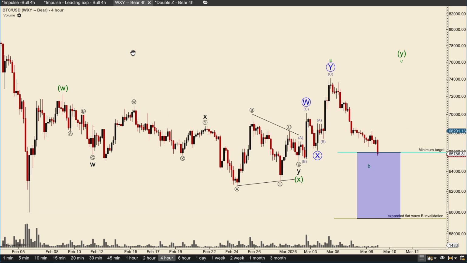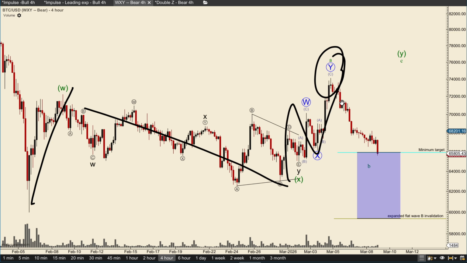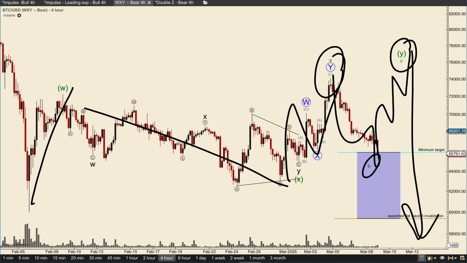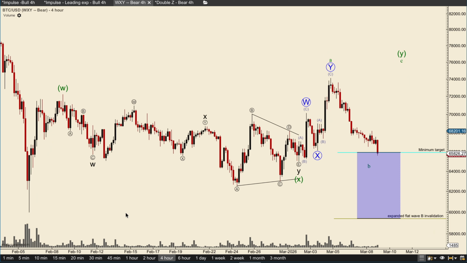If we move on to the bearish scenarios, we are counted this as a W, X, and then WXY into wave A, wave B, and then 1, 2, 3, 4, 5 in a wave C. Afterwards, we are moving down, taking out this low and continuing the bearish trend.